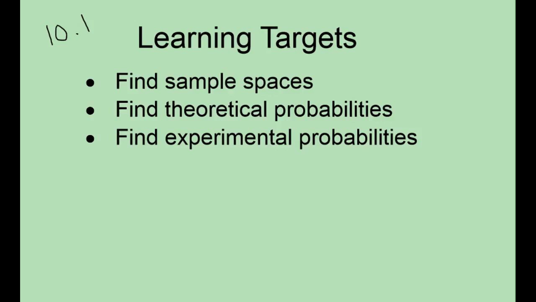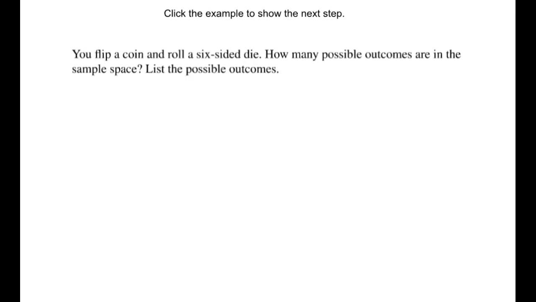All right, here we're looking at section 10.1. Our learning targets for the section are to find sample spaces, then find theoretical probabilities, and then some experimental probabilities and discuss the difference between these two things. So first, let's just look at sample spaces.